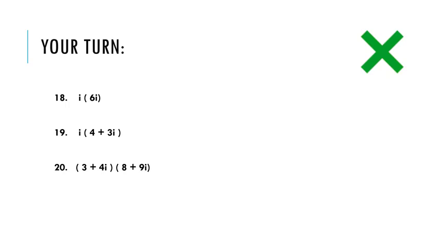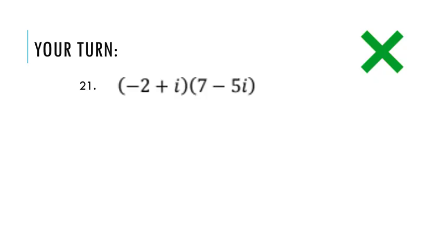27 and 32 is 59 with an i. And there's your answer. Make sure the i always goes second, real numbers in the front. All right, here we go.